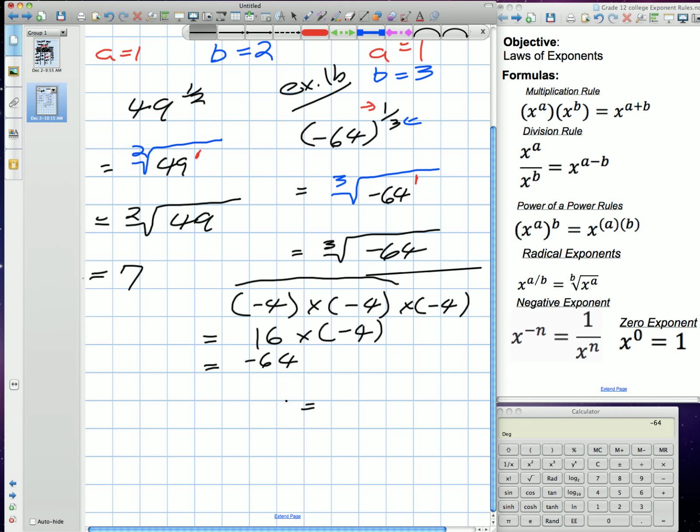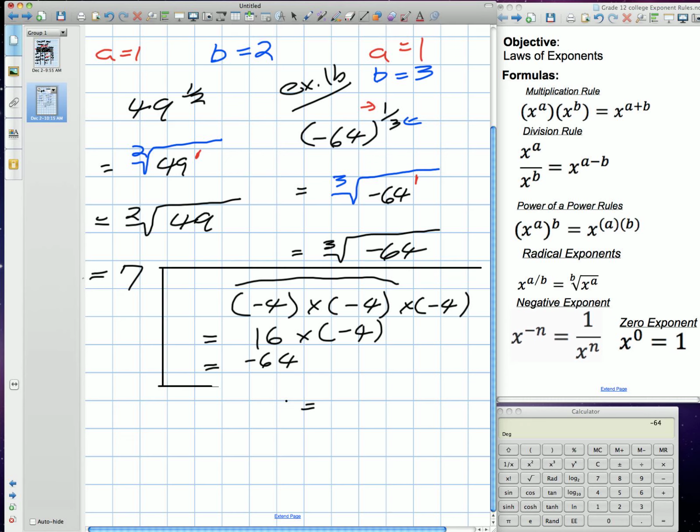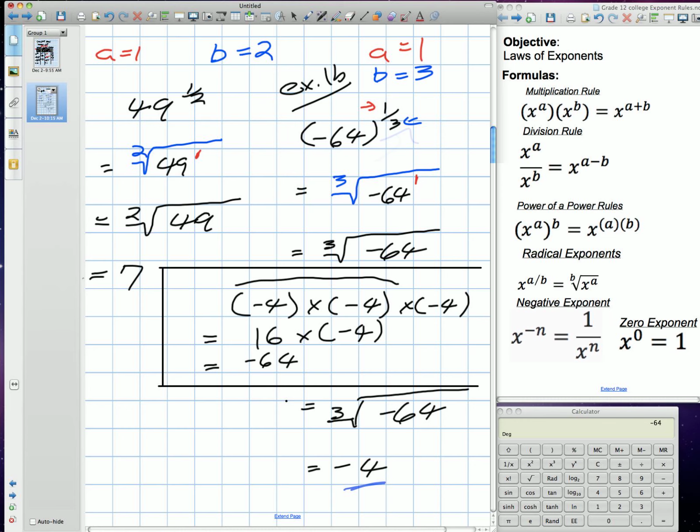We'll consider that a little side calculation, okay? So we'll put something around that. That was our side calculation. Our third root of negative 64 is negative 4. So if we were to evaluate this, the answer to negative 64 to the power of 1/3 is negative 4. Okay? We're going to go through quite a few of these examples.